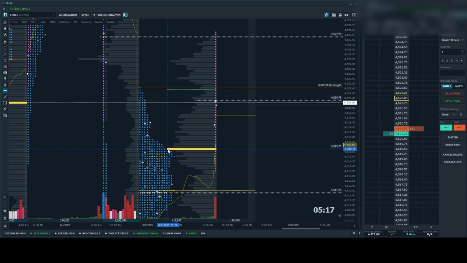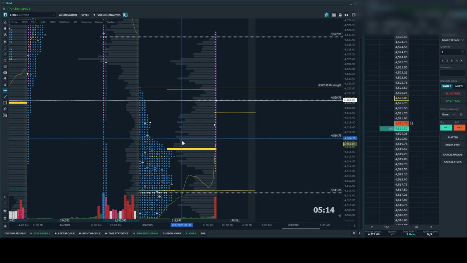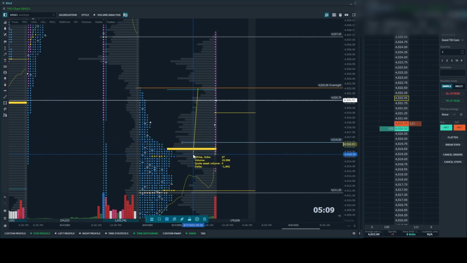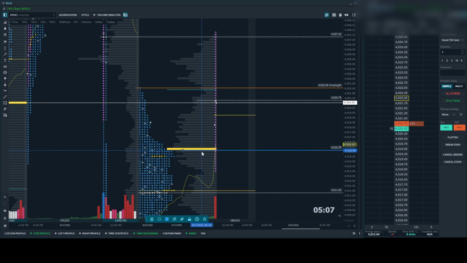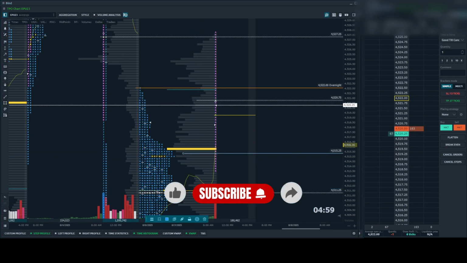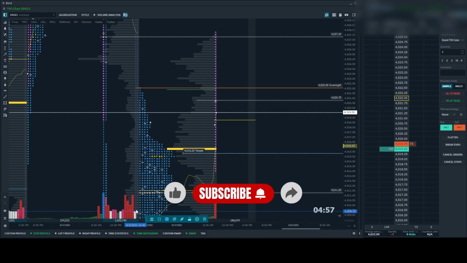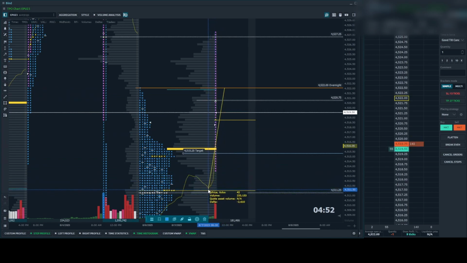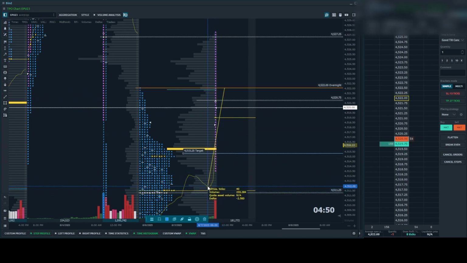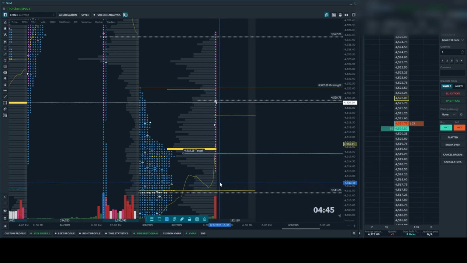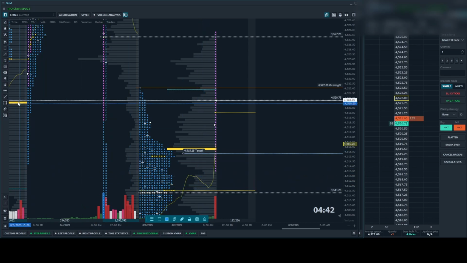Then our first target's here. See where that 27 ticks is at, right here at 515.25. And 40 ticks would be down here. It's close to this market profile POC. That would also be a good target.